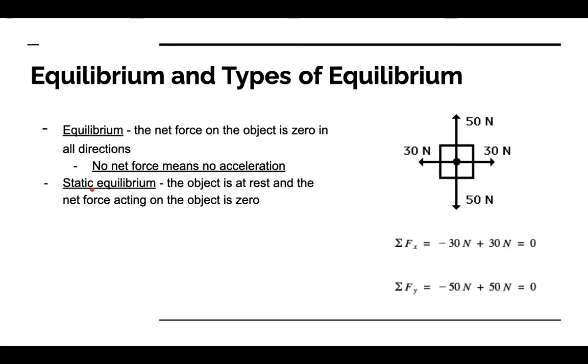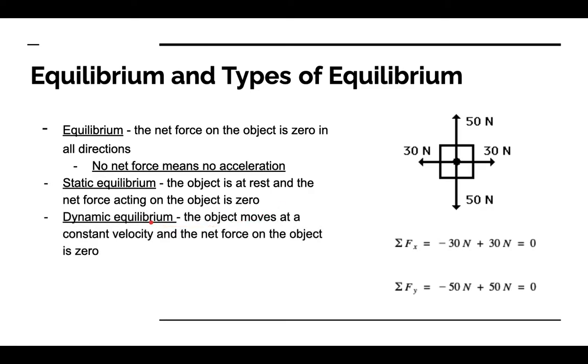The first type of equilibrium is known as static equilibrium. Static meaning not moving. So in this case, the object is at rest and the net force acting on the object is 0. Dynamic equilibrium refers to the second case in Newton's first law, where an object moves at a constant velocity and no net force acts. So dynamic equilibrium describes an object that moves at a constant velocity and has a net force acting on it of 0.